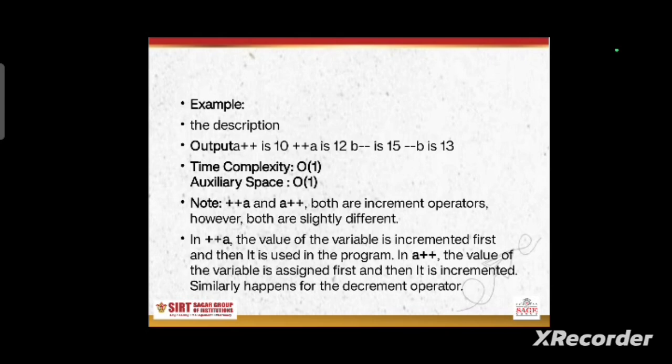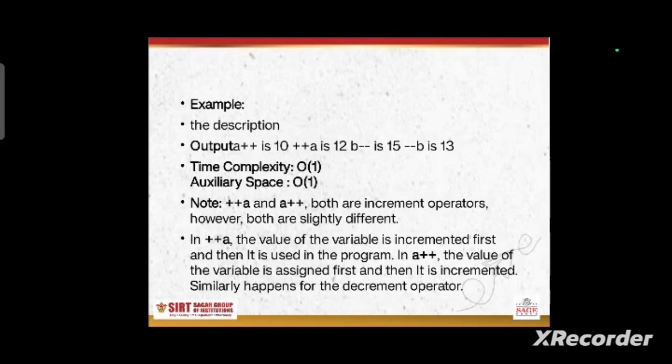Again, we can write a plus plus or 10 plus plus, and we can write it like that also. If I write plus plus a, it will give the result 12, and for b minus minus it will give the result 15, and for minus minus b it will give the result 13. So these are the operators, and plus plus a and a plus plus both are increment operators.